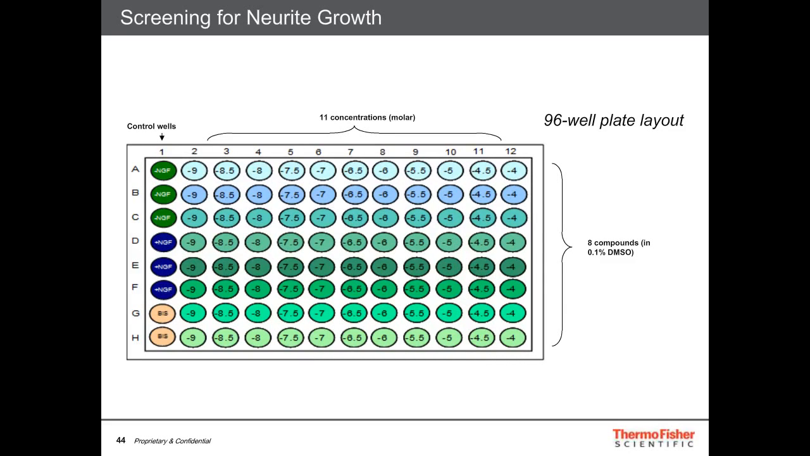In parallel, we also used viability assessment, so that we could interpret whether this was something specific to the neuron, a neurotoxic effect, or more of a generalized cytotoxic effect.